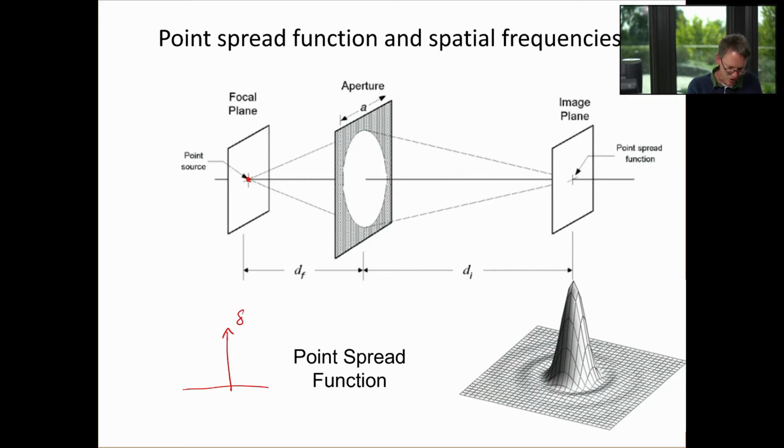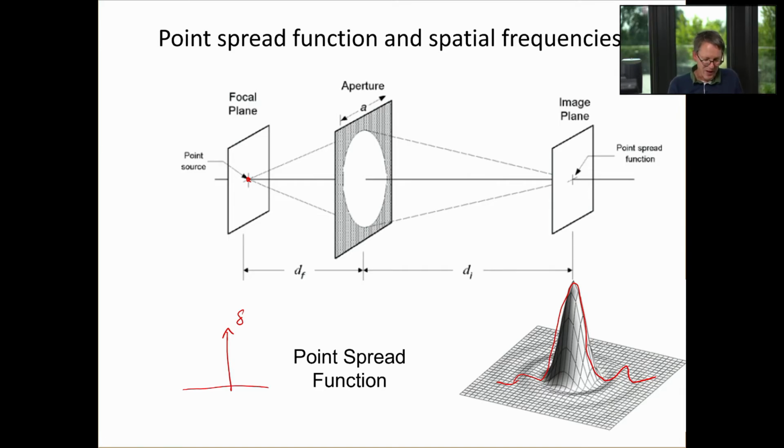Okay, so the actual distribution, if I have a delta function here, so this point here can be represented by a delta function of the intensity, then in fact the image of that point will become a blob that has this distribution here. And this distribution is called the point spread function, or PSF.